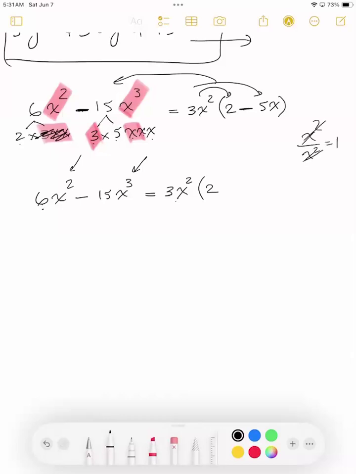So you just get 2 times 1, which is 2. Then you say negative 15 divided by 3 is negative 5. You have x to the power 3 divided by x to the power 2. 3 x's on the top, 2 x's on the bottom gives you 3 take away 2, is x to the power 1. So for x's, you're just left with 1x. So that's another way of doing it.